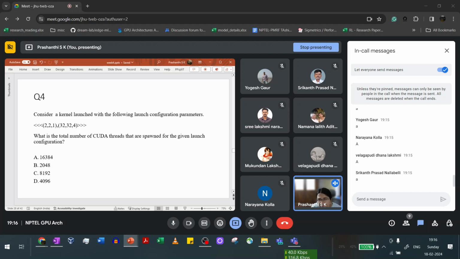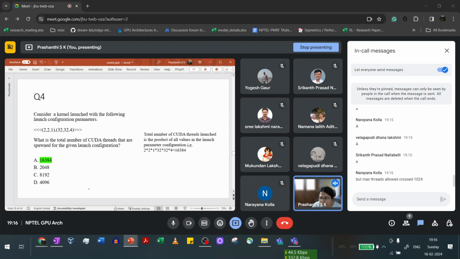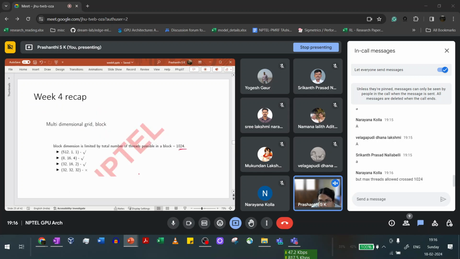Okay, I think this is fairly simple. So let's look at the answer. It is A. Okay, we have one comment saying max threads allowed crossed 1024. So let's go back to that, right? Let's clarify this because this is very important for you to understand.